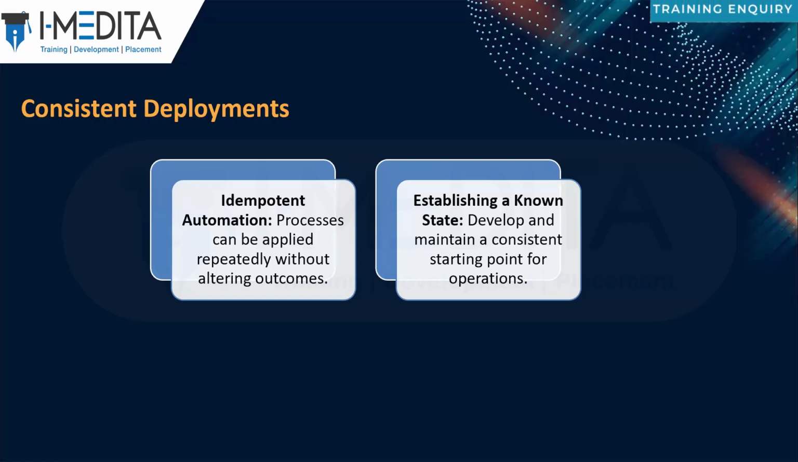Now, if idempotency is there and things are okay, in that scenario it maintains the state information in a state file, and it will not start over. It will just check up to what point it has covered the loopback configuration, and then it will start from router number 51, and that's how it achieves idempotent automation. Establishing a known state is part of achieving the idempotent feature. Now, develop and maintain a consistent starting point and operation. That's what I have discussed.